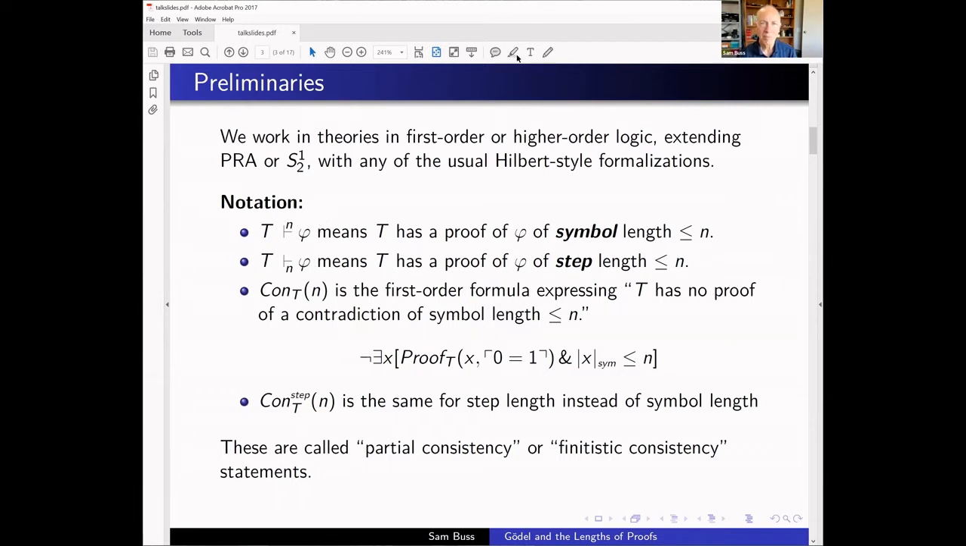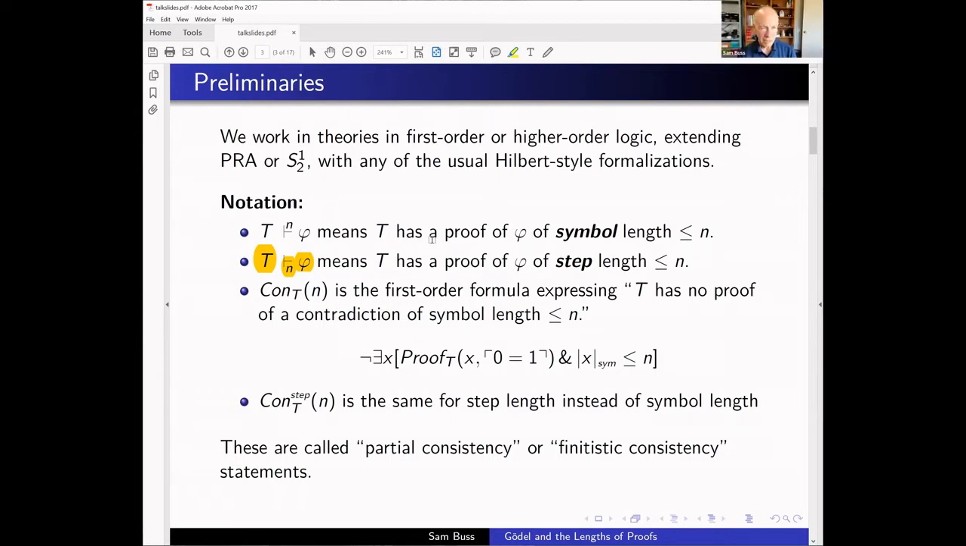T ⊢ sub n φ means that T has a proof of φ of step length less than or equal to n. So step length means the number of formulas appearing in the proof.